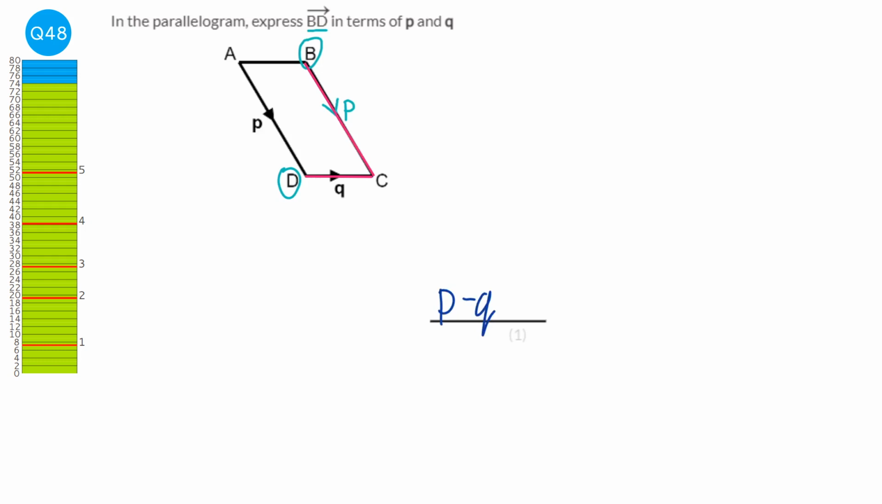Now for those of you wondering, if we go down this road and this road, it will give us the same vector, because this road here is Q that way, so minus Q plus P is exactly the same.